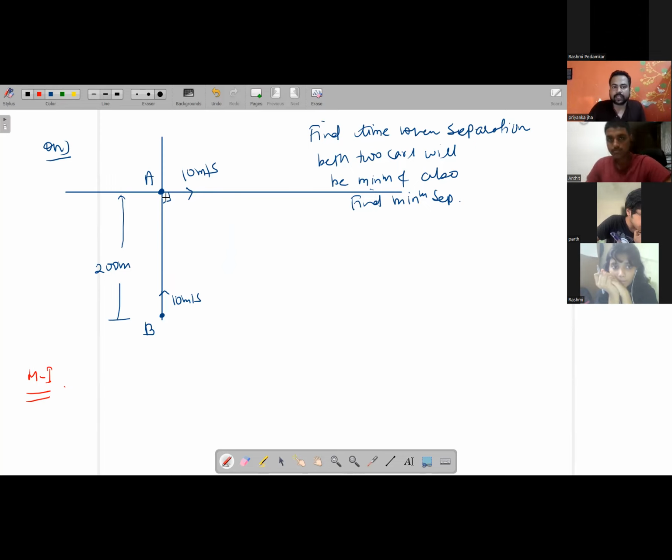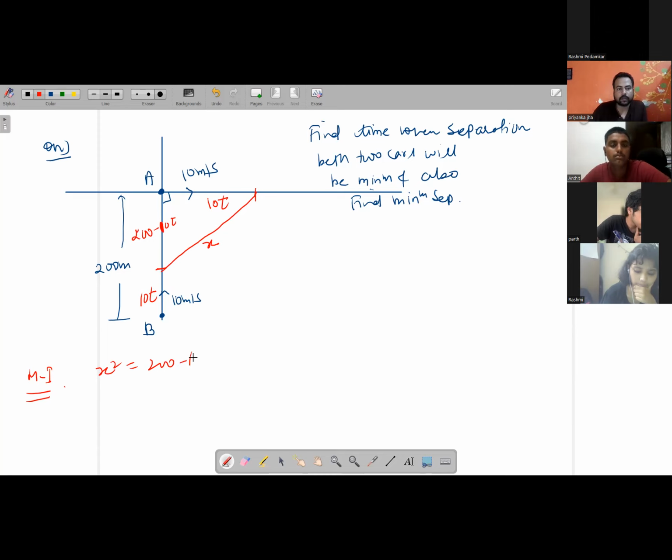So in that t time, A will travel some distance, that is 10 into t, v into t. B will also travel some distance, that is 10t. So what would be this distance? This is 200 minus 10t. So this is the minimum separation. Let's say x is the minimum separation. Now you can use Pythagoras theorem. x squared can be written as (200 minus 10t) whole square plus (10t) whole square.